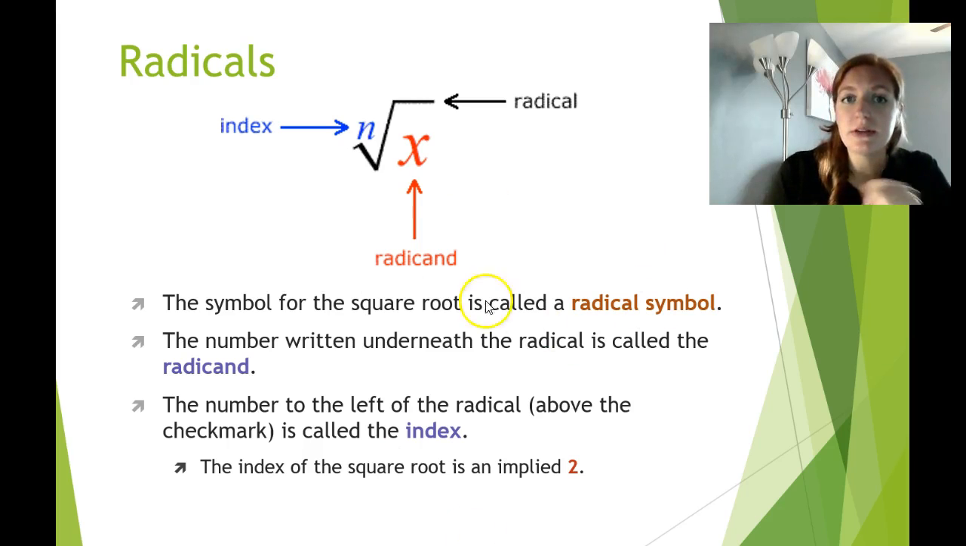So radicals look like a check mark / division bar type of deal. And basically, we call this the radical symbol. And what's underneath it we call the radicand.